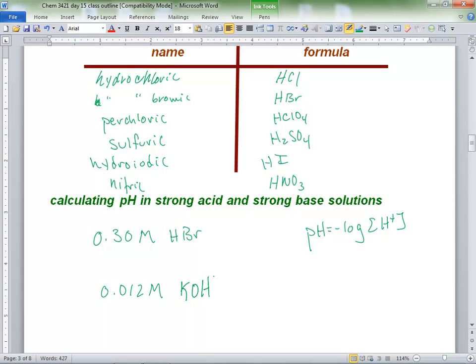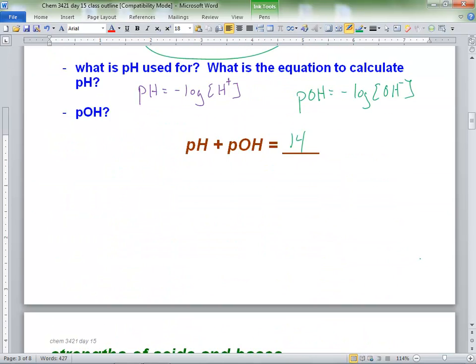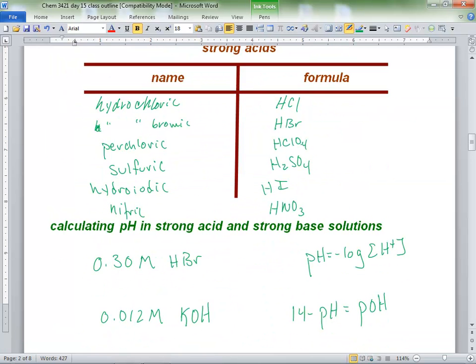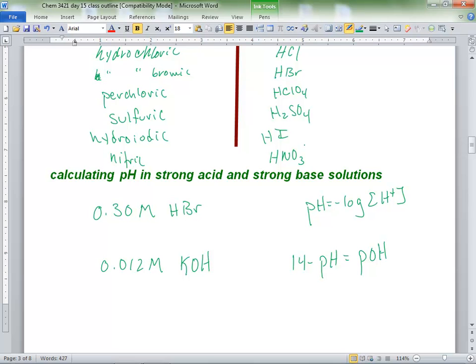So if you want to get the pH of 0.012 molar KOH, what would you do? Oh, you could do that. 14 minus pH equals pOH, right? She's rearranging. POH is 14 minus pH. That works, but we don't know what the pH is.